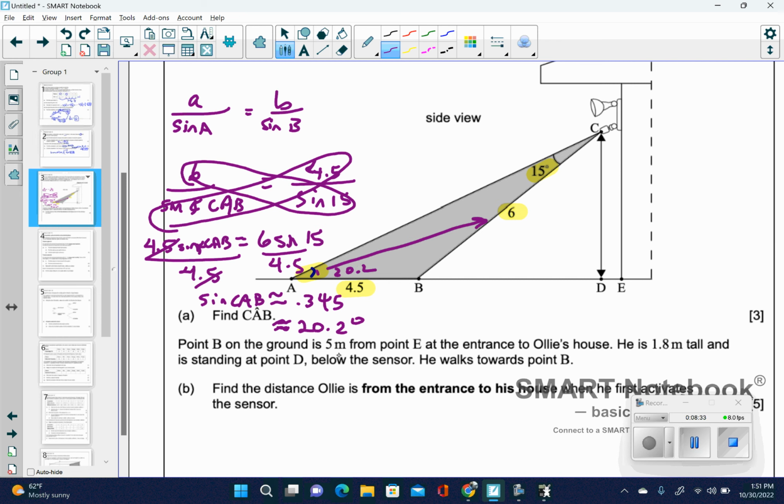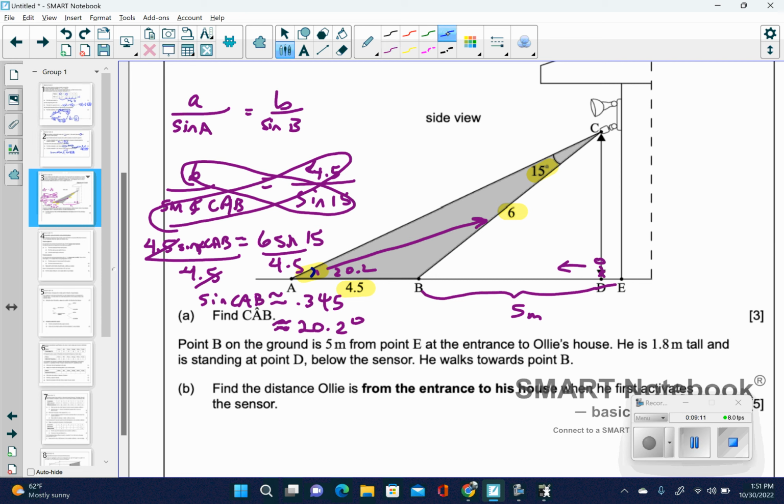Point B on the ground is 5 meters from point E. So they're telling us that this whole thing right here is equal to 5 meters. He is 1.8 meters tall and is standing at point D, so this is where he is standing. All right, and then he walks towards point B, okay? All right, fine. So find the distance that Ollie is from the entrance to his house when he first activates the sensor. All right, so this is going to be a little bit harder, but let's go ahead and get started.